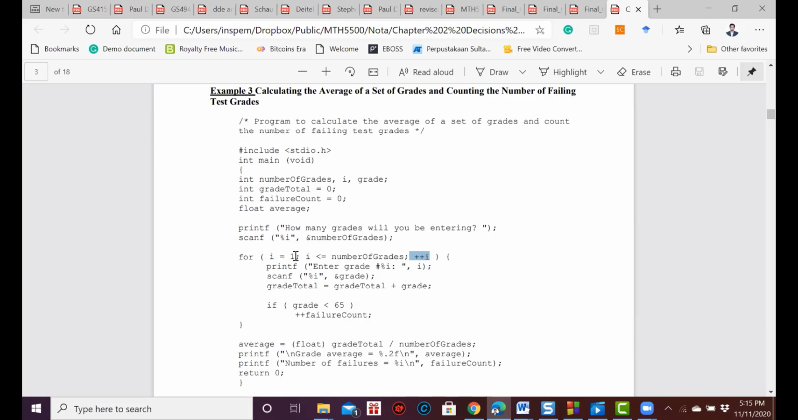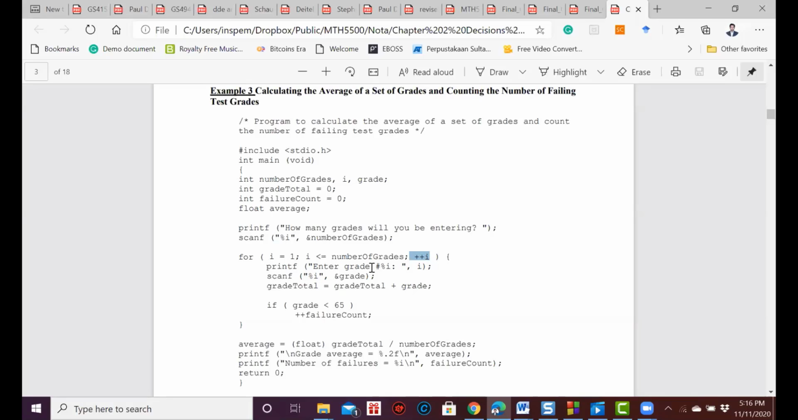i equal to 1. Then we check i less than number of grade. Let's say number of grade is keyed in from the keyboard. Let's say we enter number of grade is 3. So this one is 3. So 1 less than 3, yes. Yes means correct, the logic is correct. Then we proceed to the body of the for looping here. 1, 2, 3, 4, 5, five lines here that we need to execute.